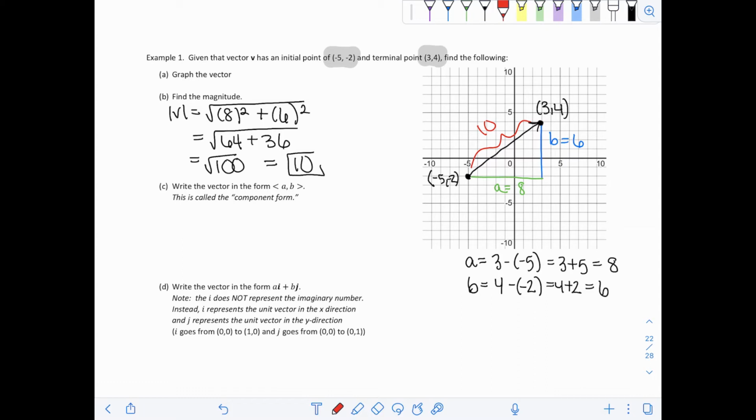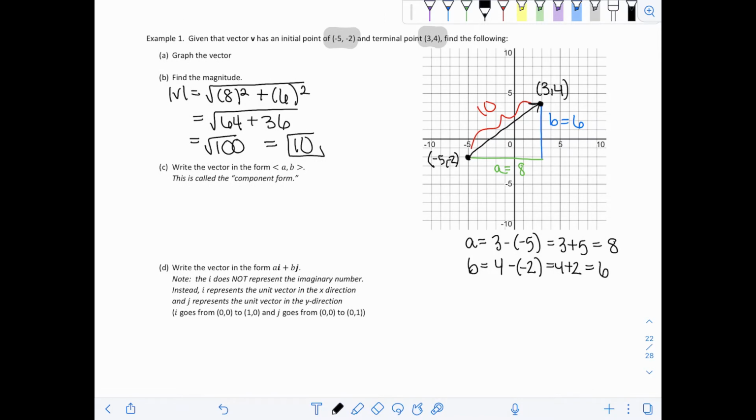Now let's write it using the two different kinds of vector notation. The first one is called component form. So I've already done the work to find a and b, so it's just writing it in that form. So it's <8, 6> is one way that we could write vector v. And we can write it in the other form as well. So vector v could also be rewritten as 8i plus 6j.